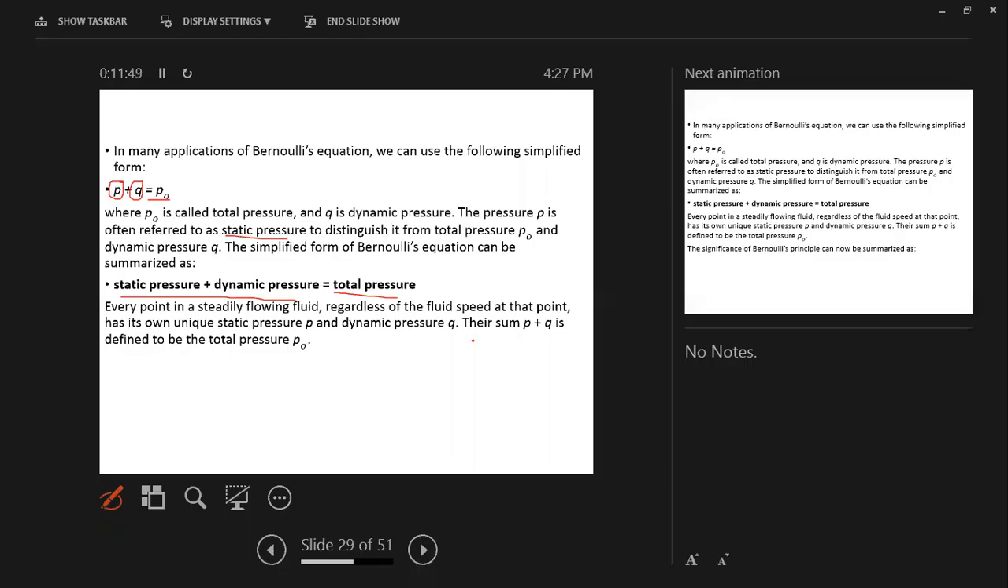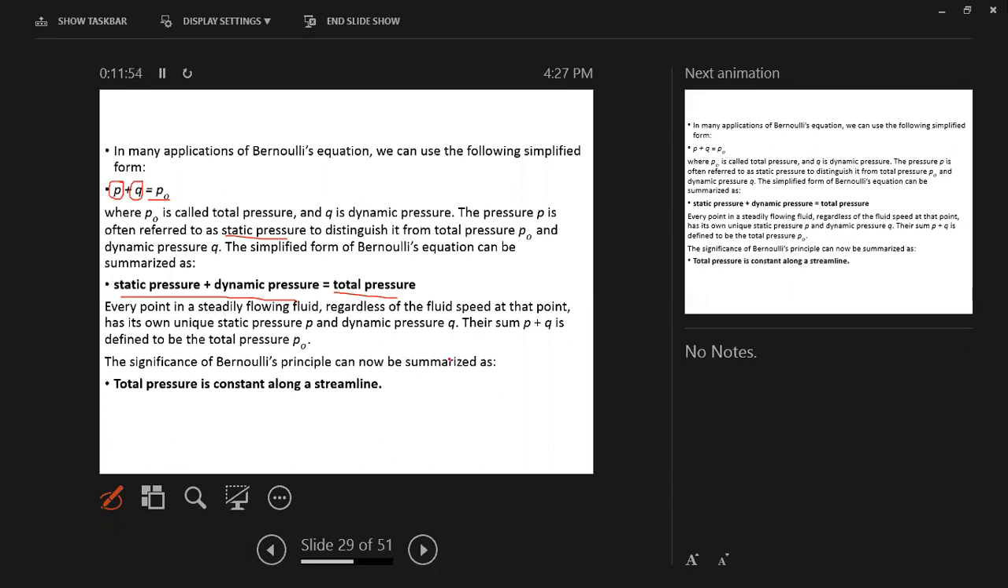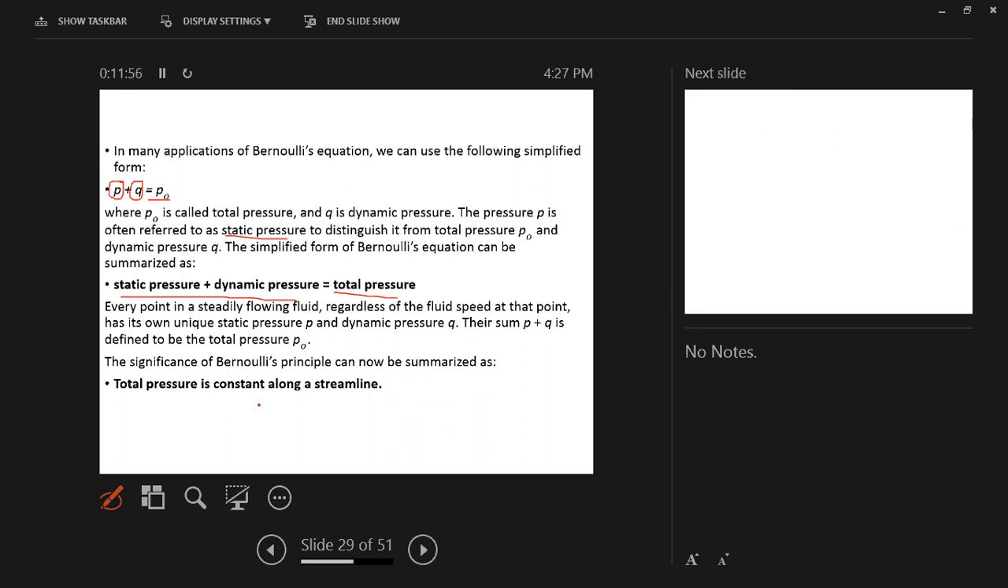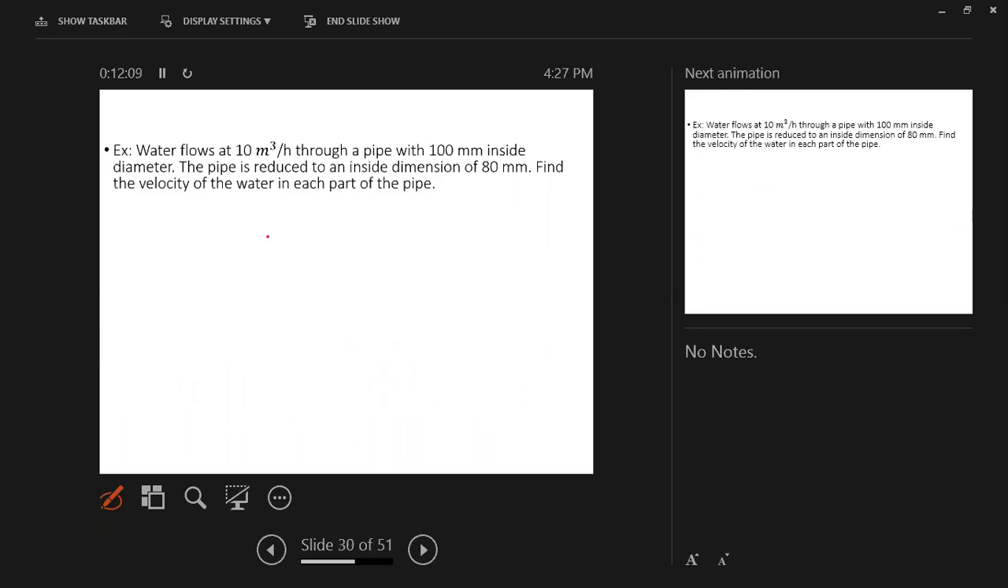Recording. Let's continue. So we can summarize this as: the total pressure is constant along a streamline. We can summarize Bernoulli's principle like this. So let's continue. There is an example over here.